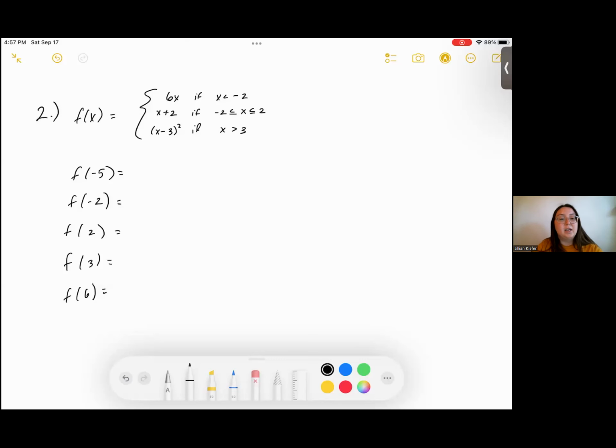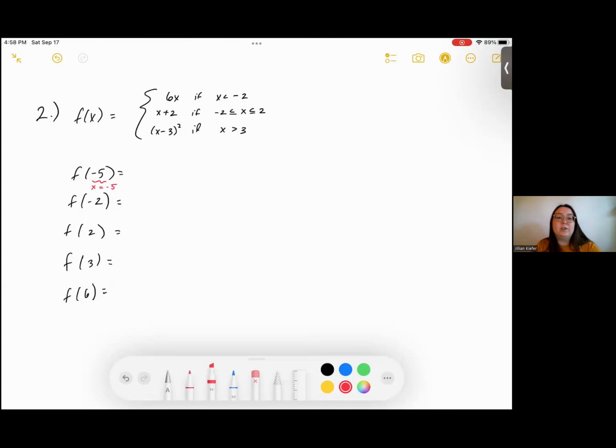All right, so in our notes here, we have the problem written down again. We are just evaluating these 5 different values. So starting with f of -5, we're essentially saying here that we want to know what our function is when x is -5. So we're saying right here, x is -5.